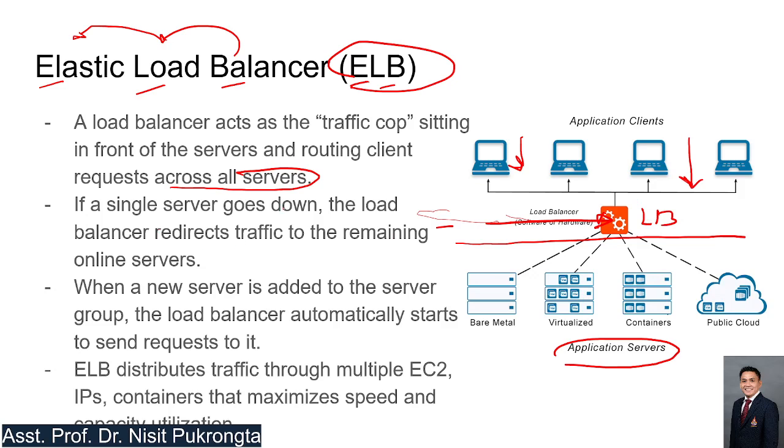If a single server goes down, the load balance can redirect the traffic to the remaining online servers. And when a new server is added to the server group, the load balance automatically starts to send requests to it. Then the ELB distributes traffic across multiple EC2 instances, IPs, and containers at maximum speed and capacity.